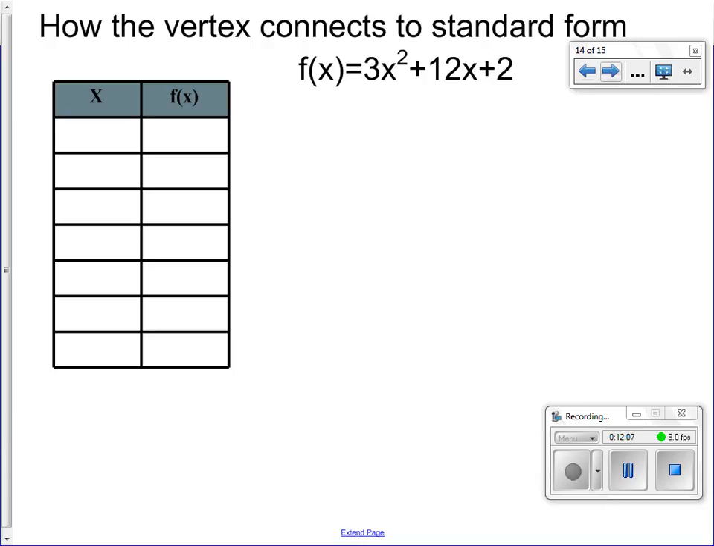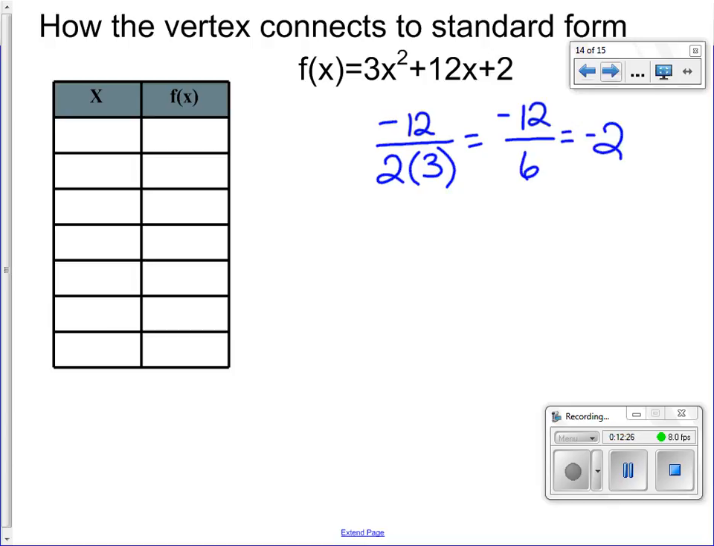So let's do that. Remember, we need to take the opposite of the middle term. So that's going to be negative 12. And we're going to divide it by 2 times the coefficient of the first term, which is 3. So that'll be negative 12 over 6. That'll give us a negative 2 for our vertex. And we always put that value in the middle. Now that's our turnaround point.